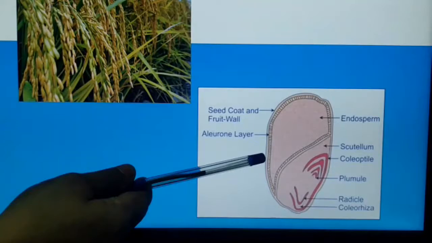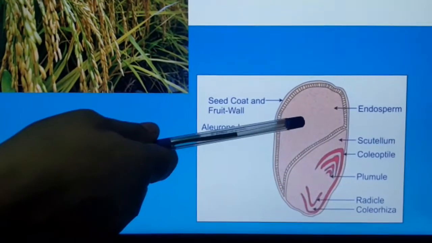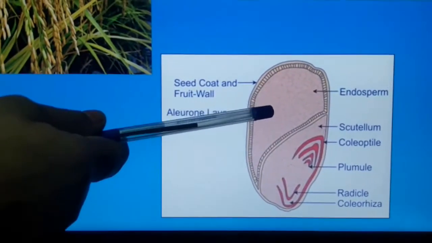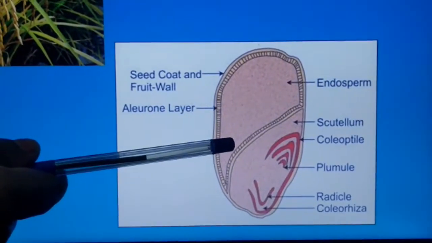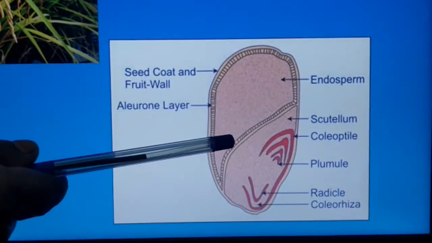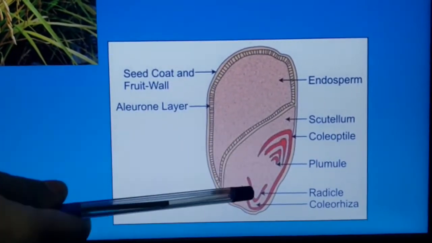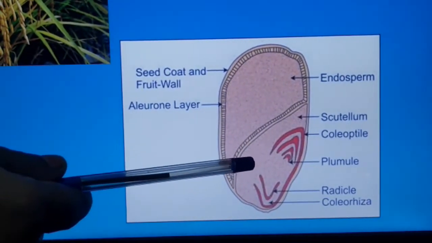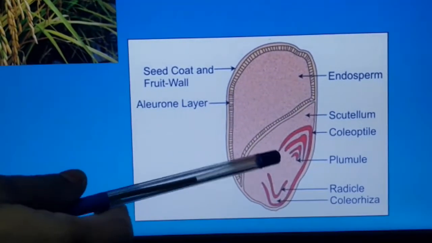The endosperm forms the bulk of the grain, and it stores large food materials. It is separated from the embryo by a structure called the epithelium. The embryo is small and consists of one shield-shaped cotyledon known as the scutellum, present towards the lower side of the embryonal axis.